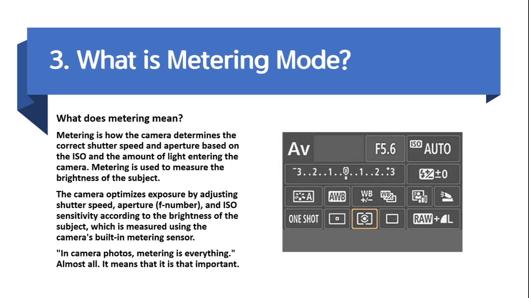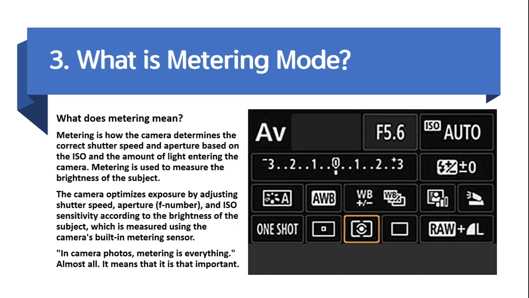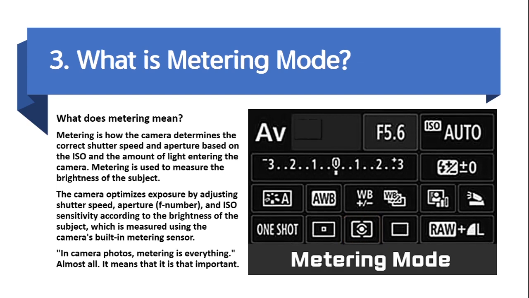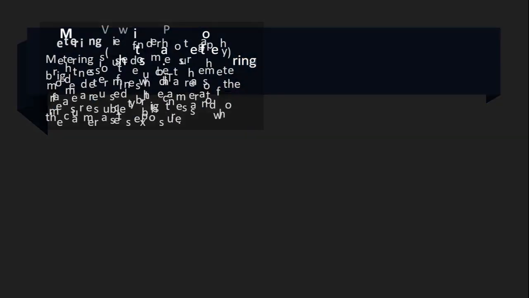What does metering mean? Metering is how the camera determines the correct shutter speed and aperture based on the ISO and the amount of light entering the camera. Metering is used to measure the brightness of the subject. The camera optimizes exposure by adjusting shutter speed, aperture, f-number, and ISO sensitivity according to the brightness of the subject, which is measured using the camera's built-in metering sensor.